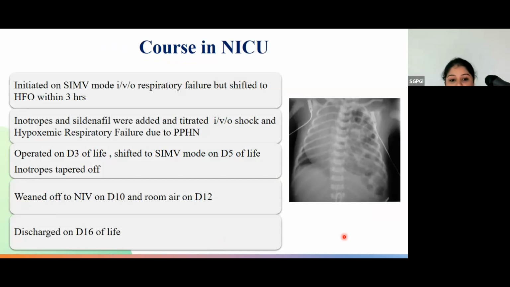Baby got operated on day 3 of life, was shifted to SIMV mode on day 5, and the inotropes were gradually tapered off. Baby was further weaned to non-invasive ventilation on day 10 and to room air on day 12 of life. Further got discharged on day 16. So had a favorable hospital course, and this was the initial X-ray which is showing the bowel loops here in the thorax.